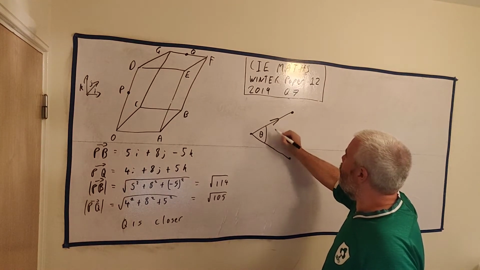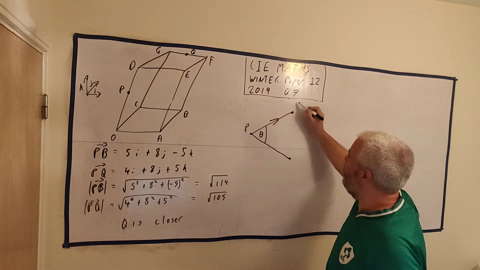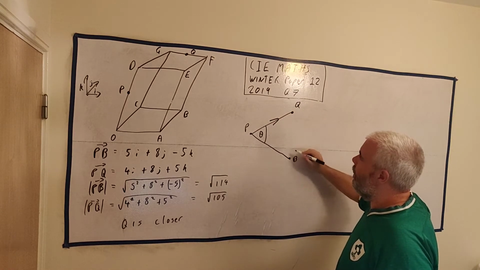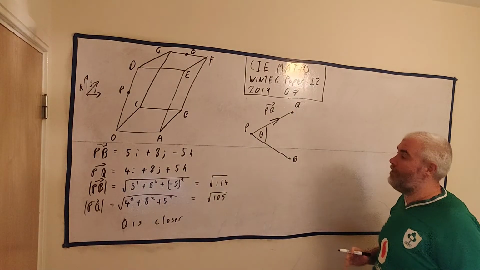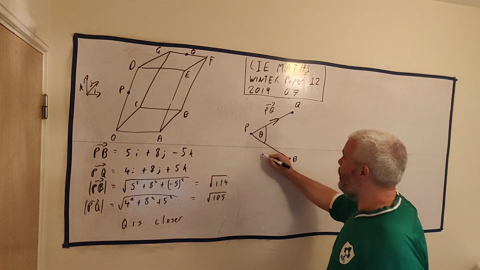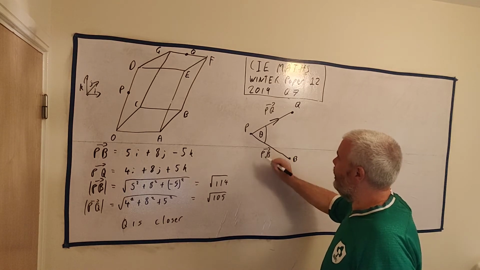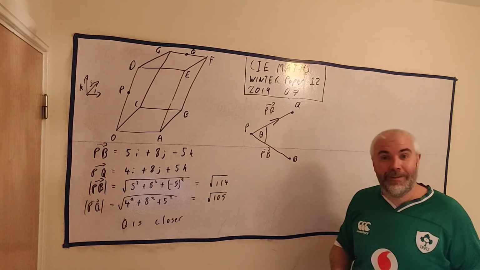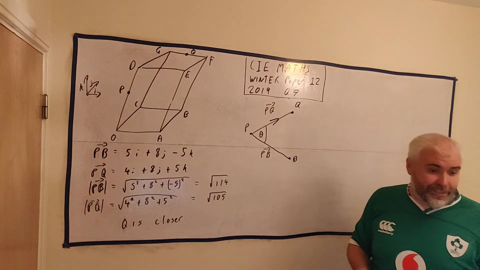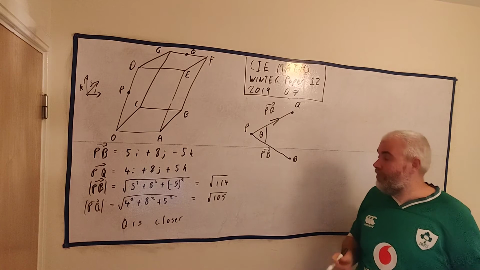Now, they've given us lots of information. Here's P, here's Q, and here's B. We know this vector, PQ. We know this vector, PB. They even gave us them in the right direction, because the scalar product actually tells us something about the angle in the middle, which is good because they asked us to use the scalar product to find this.